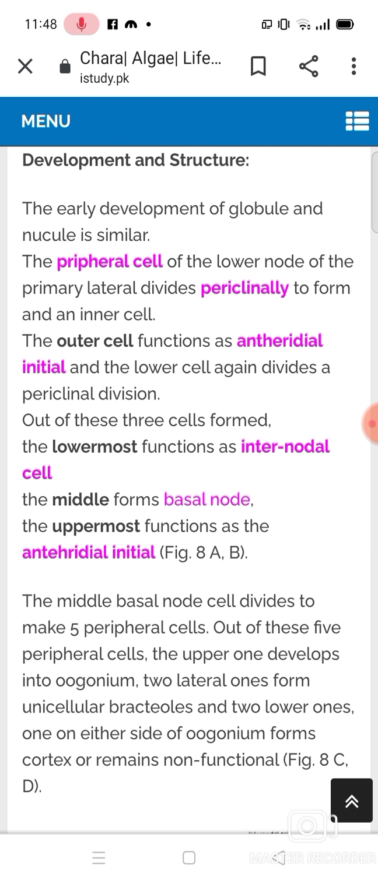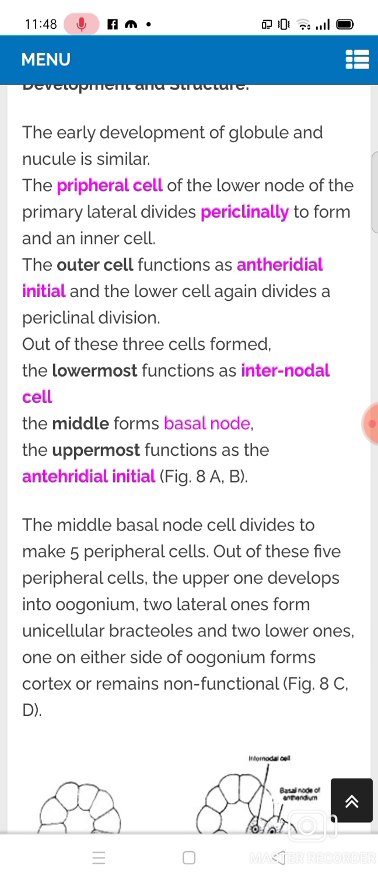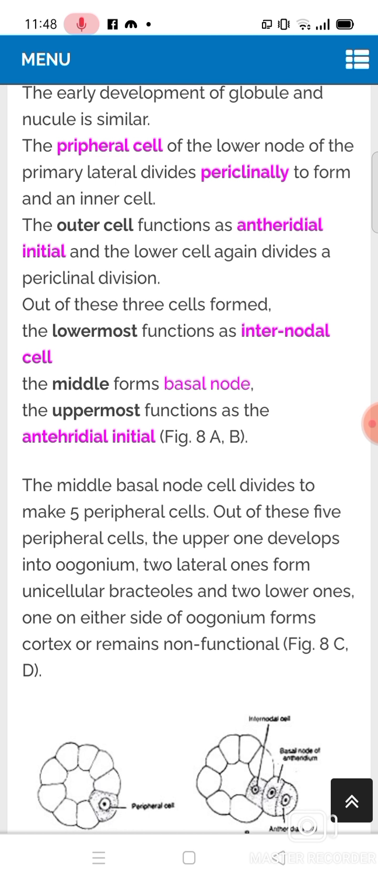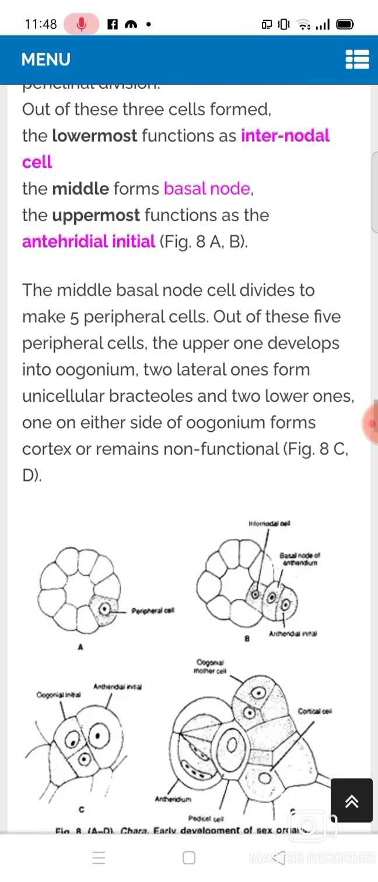Out of these three cells formed, the lowermost functions as an internodal cell. The lowermost cell is called an internodal cell. The middle cell forms a basal nodal cell, and the uppermost cell functions as an antheridial initial. So after the division of the peripheral cells, three types of cells are formed: basal nodal cells, internodal cells, and antheridial initial.